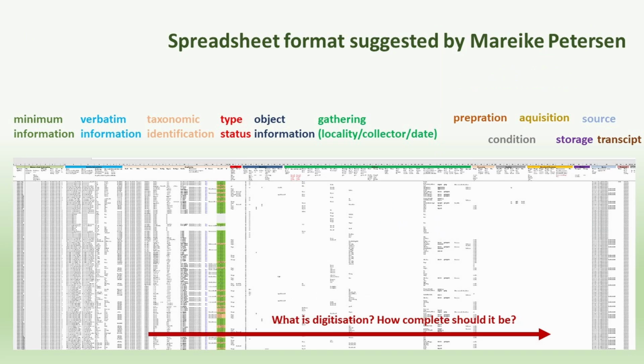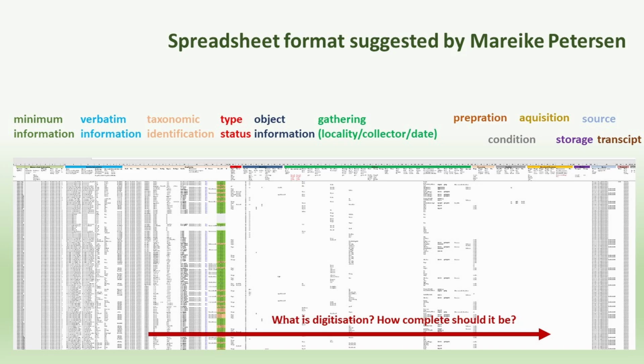Okay, so what happened was my colleague Marika Peterson, who's now our head of collections here, basically gave me a giant spreadsheet to say, okay, fill that in as best as you can. So this goes from the minimum information, just to say we've got a specimen with this number, to the verbatim information, what's written on the labels, to trying to correct the taxonomy, is it a type, and so on and so forth. You can see here that the left side of the table is more complete than the right side of the table.